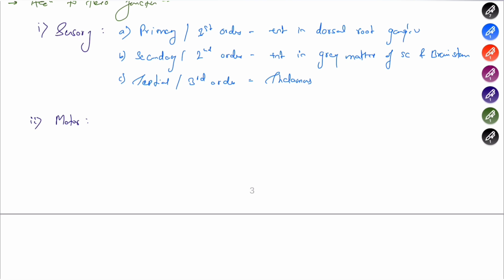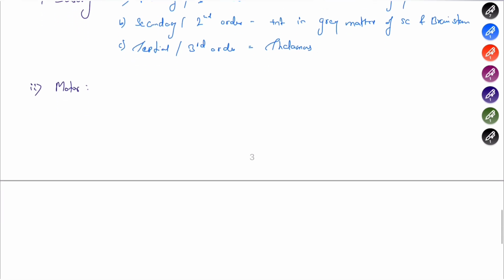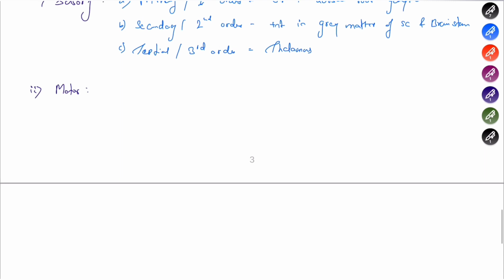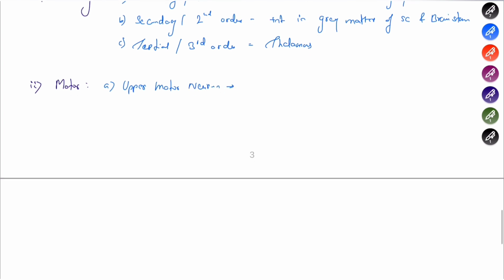So these are classified into two types: upper motor neuron and lower motor neuron. Upper motor neurons are situated in the motor area of the brain. It is present in the parietal lobe of the cerebral hemisphere.